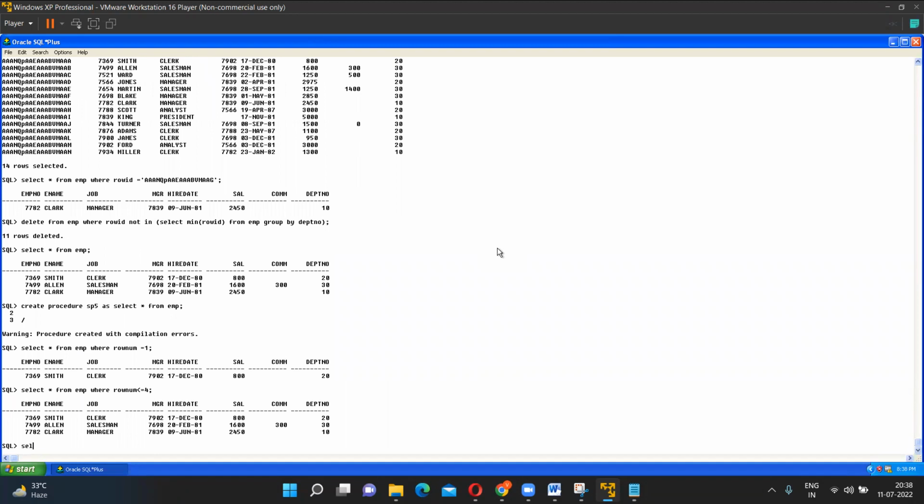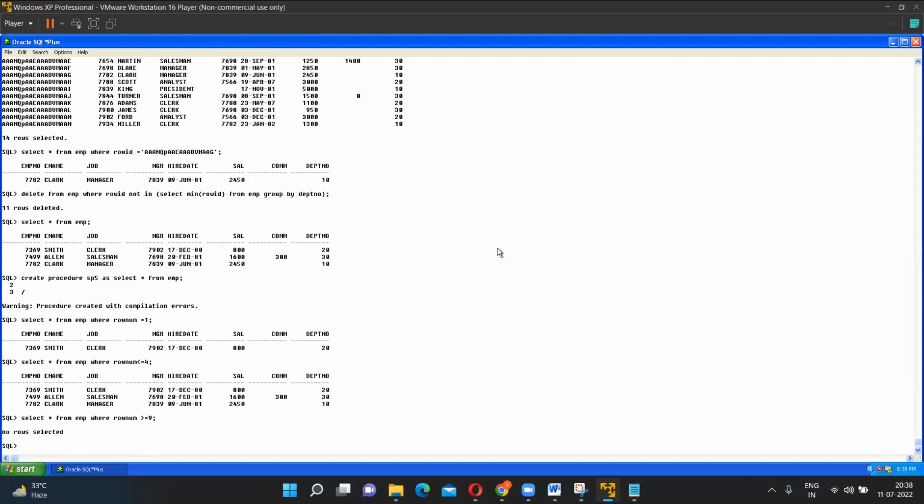Now, guys, if I write select star from EMP where Rownum greater than equal to 9, what will be the output, guys? Kirti, what will be the output? No record found. Why, guys? Because we cannot use the greater than operator with Rownum. Am I clear till this much? Tell me yes or no, guys. Kirti, have you understood this much? Yes. Samyukta? Yes, yes, guys.